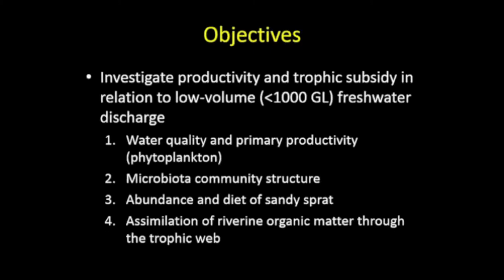So in particular, we wanted to investigate productivity and trophic subsidy in relation to these low volume flows to the Coorong. Specifically, we wanted to investigate the influence on water quality and primary productivity in relation to phytoplankton, microbiota community structure and particularly zooplankton, also the abundance and diet of sandy sprat, and last but not least, the assimilation of riverine organic matter through the food web up to sandy sprat.